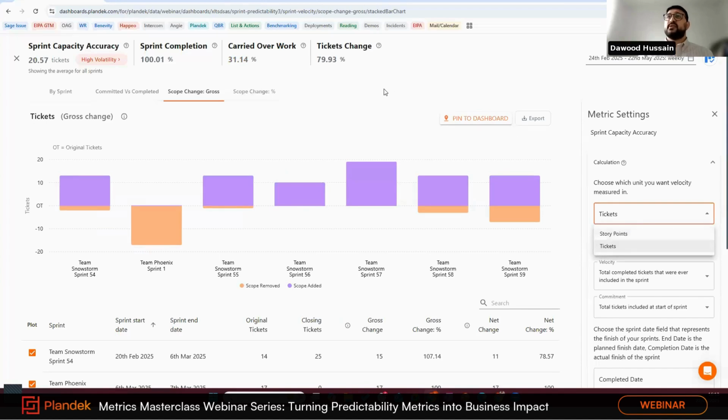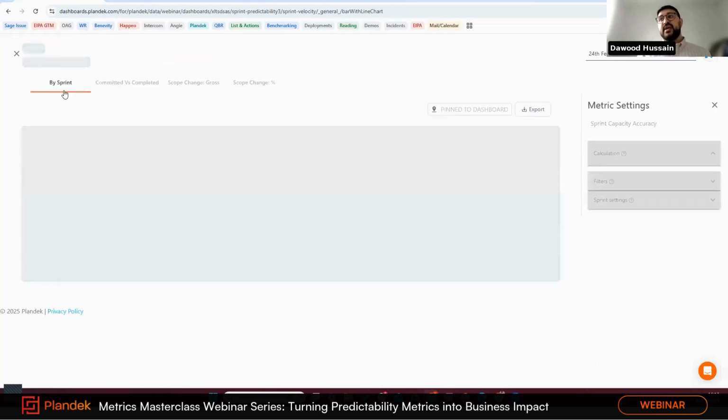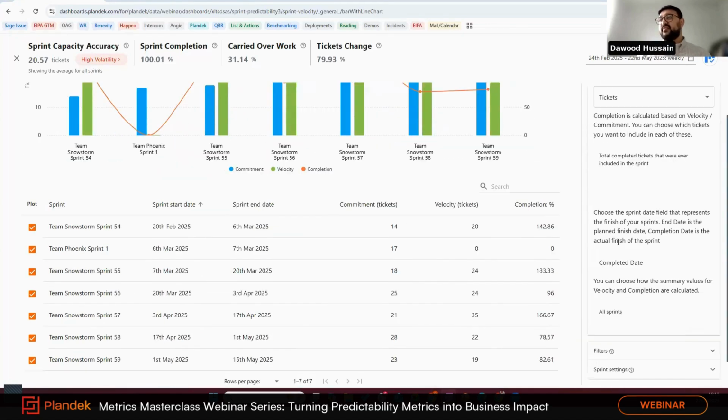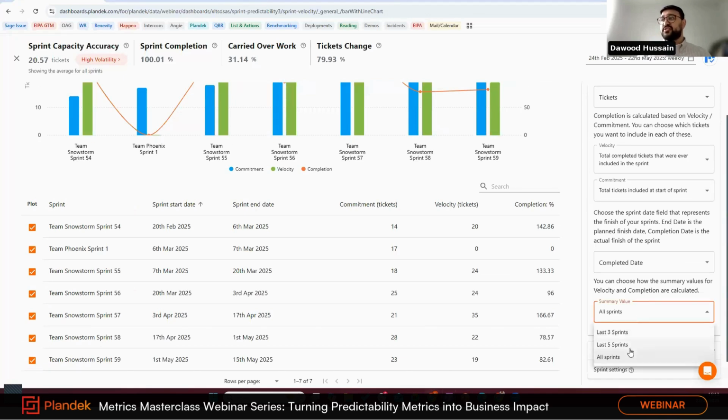So yeah, the last thing I wanted to point out is also the volatility, and this is a really, really important measure of predictability within this metric. It allows you to have a look at this figure and see whether it's high, low, or medium, and ultimately decide, okay, are we predictable or not? The reason this is cool is because we look at your velocity over time, so over your team's completion. We can set the summary value for all sprints, or for the last three or the last five sprints.